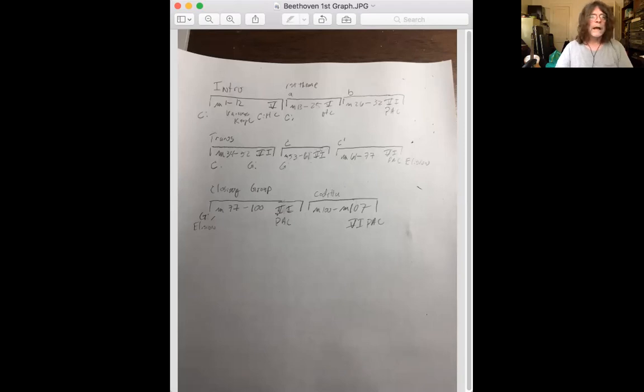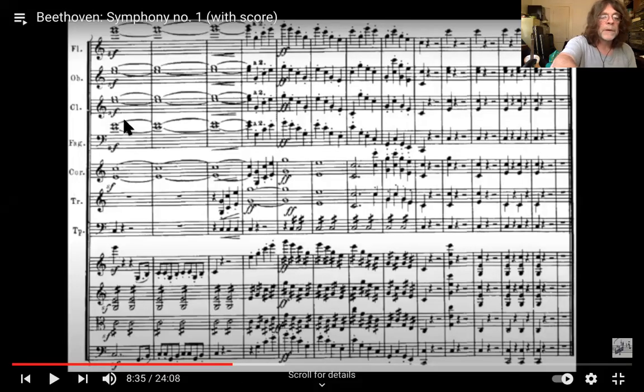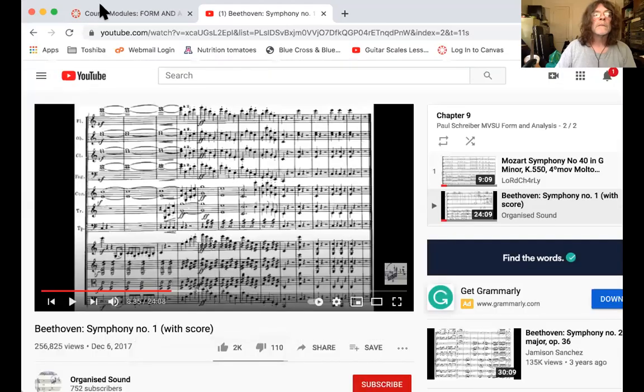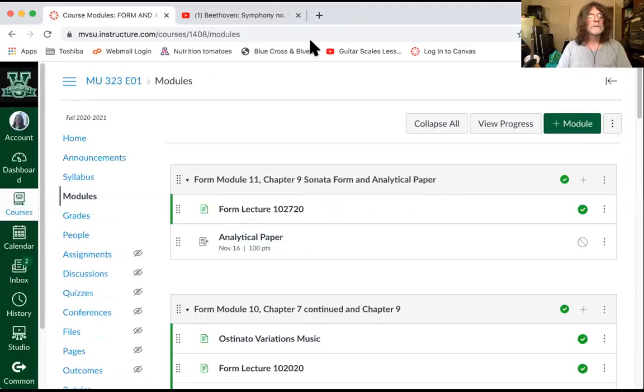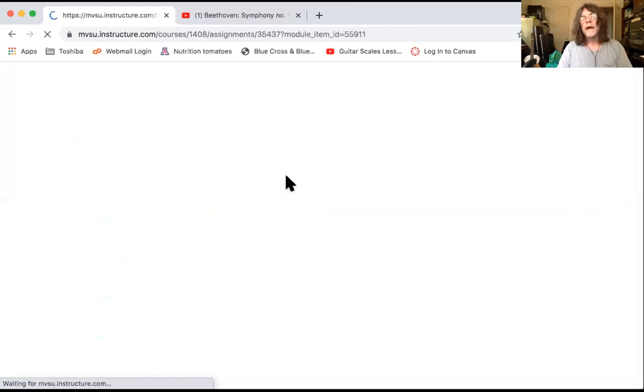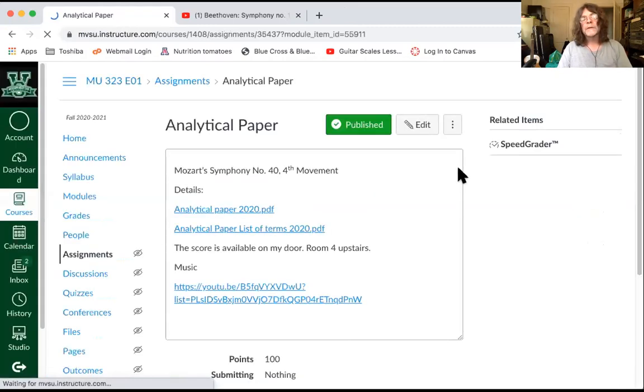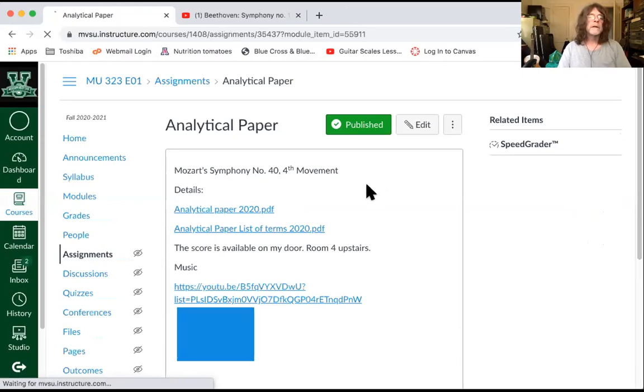Correct. All right, I'm sharing a new screen here. Going back to this Google Chrome thing, I'm going to escape out of this and go here. You should now be seeing our modules, right? Yes. All right, so I've just now published this analytical paper. It's form module 11. It says chapter 9 sonata, and then it says analytical paper if you need to look for it. So here it is right here.